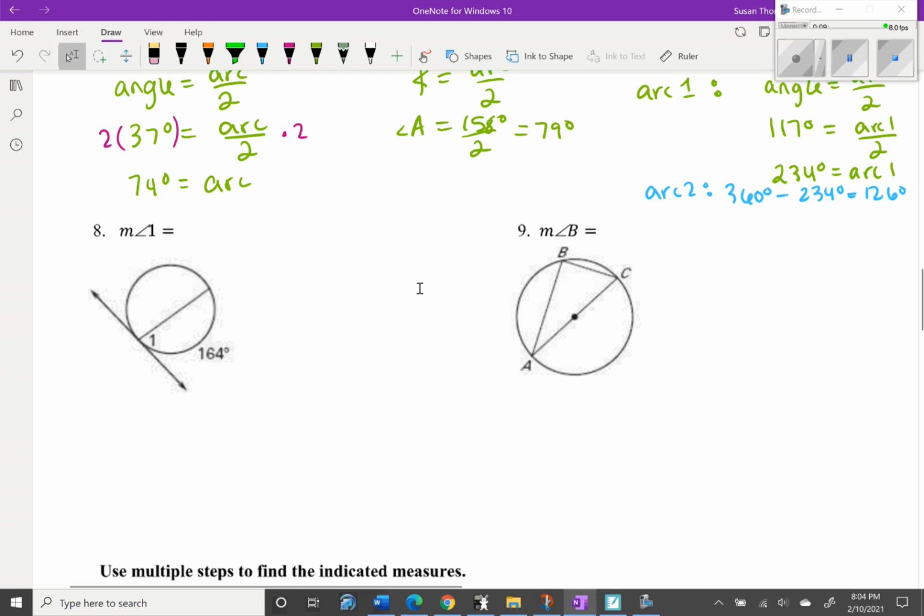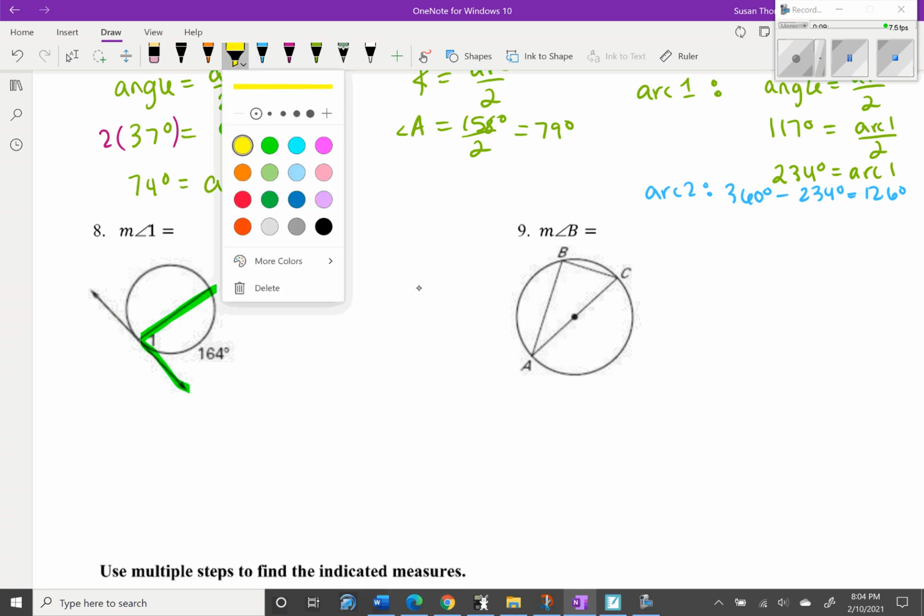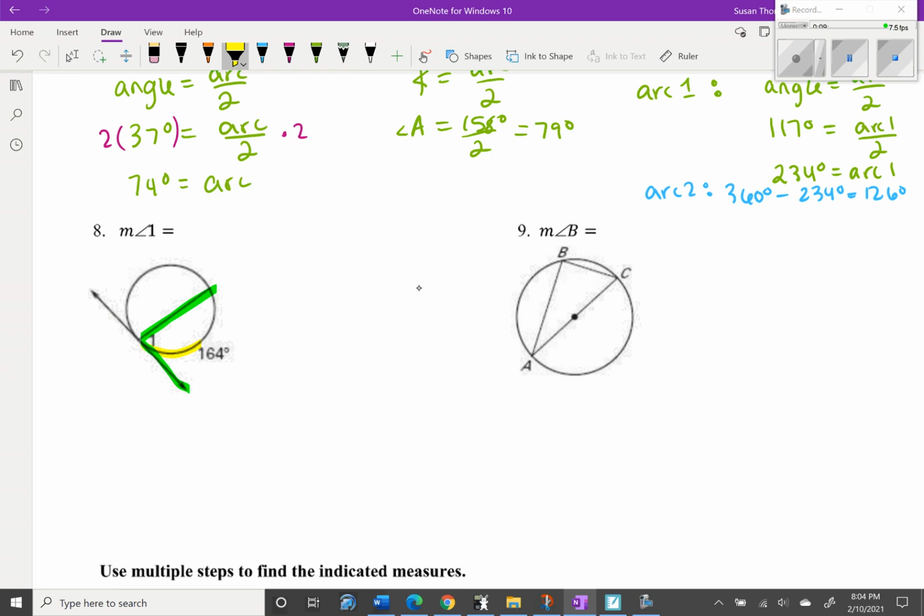So we're finding the measure of angle 1, given that we have this arc. So of course that's an inscribed angle. So for this we have 164 degrees. Remember, the angle equals the arc divided by 2. So the measure of angle 1 is equal to 164 degrees divided by 2, which is 82 degrees.